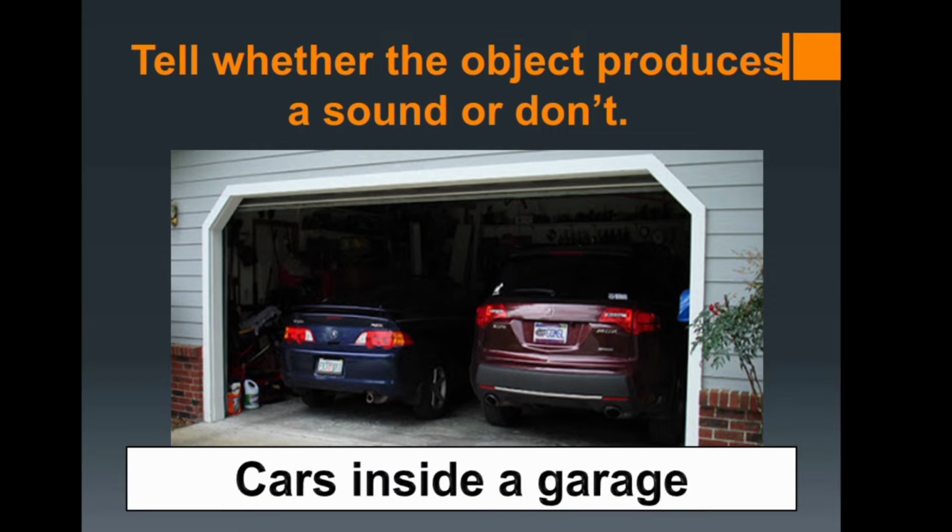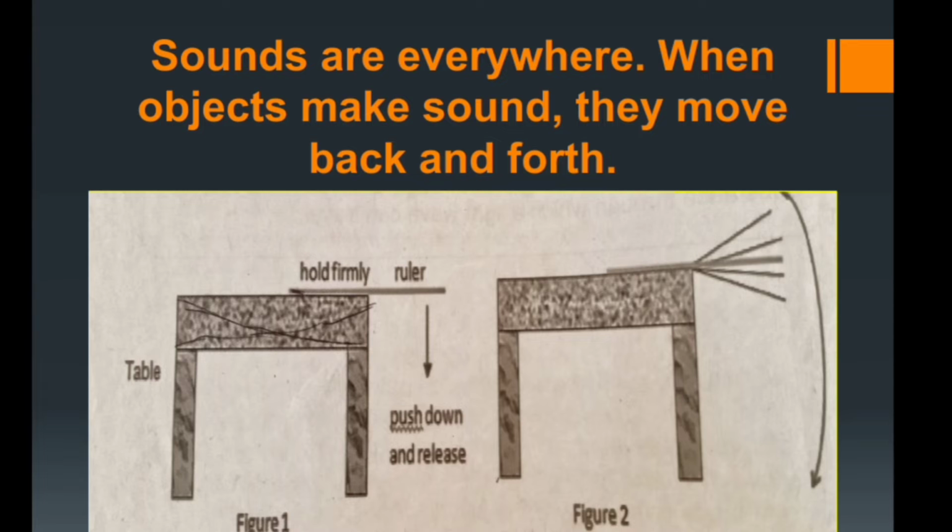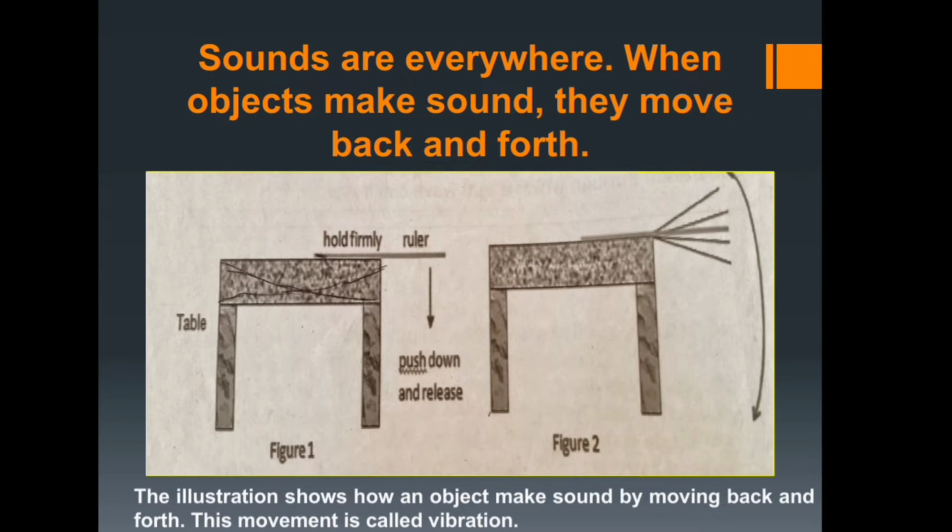Cars inside the garage. So, nakagarahe yung kotse. Napoproduce ba siya ng sound? Hindi. A vase. Of course not. Sounds are everywhere. When objects make sound, they move back and forth. So, the illustration shows how an object makes sound by moving back and forth. This movement is called vibration.